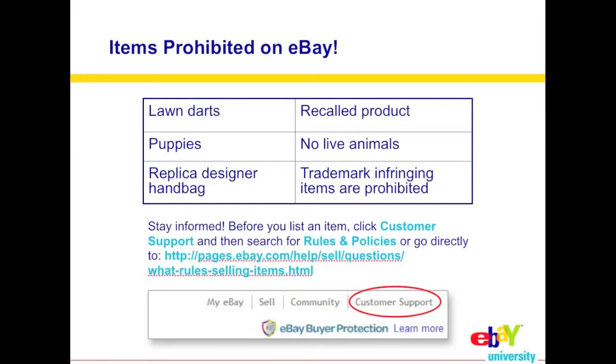So you want to stay informed. Before you list an item, you can click customer support, and then if you want to search for rules and policies or even go directly to their page, which is displayed here, you can do that to get a little bit more information. So let's say we are going to sell that camera. The first thing you need to do is try to understand how much this camera is selling for.